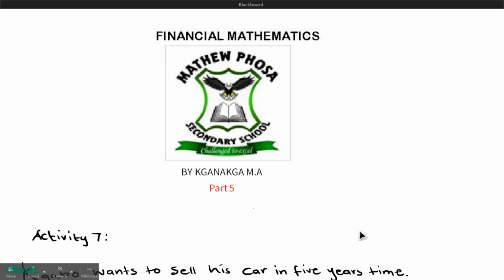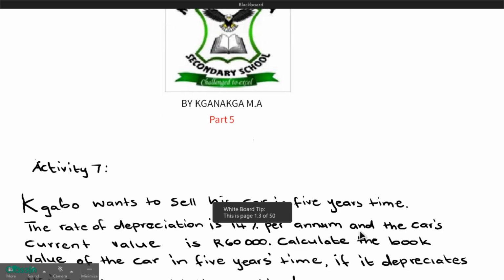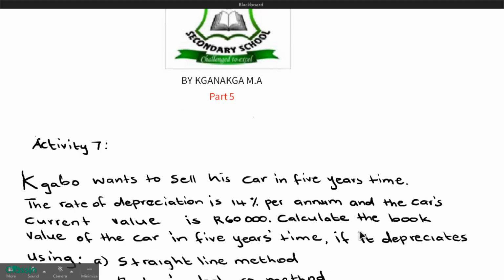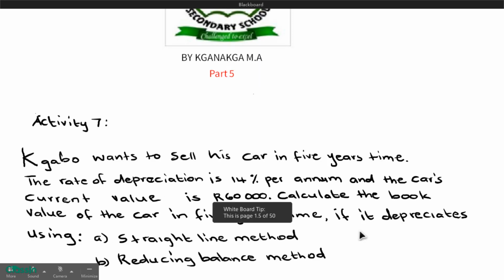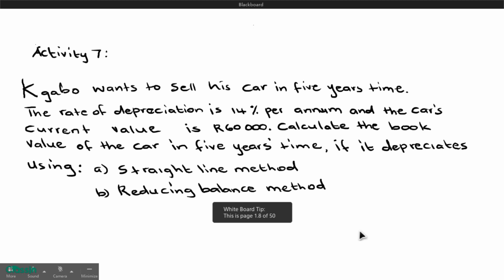Now we are on activity number 7. Okay, I think it's activity number 6. I'm not sure, but if you're sure, please just correlate with the activities that we have. If I skipped activity number 6, it's fine. It's not a problem. The main thing is not the number of the activity, but the concept behind the activity.